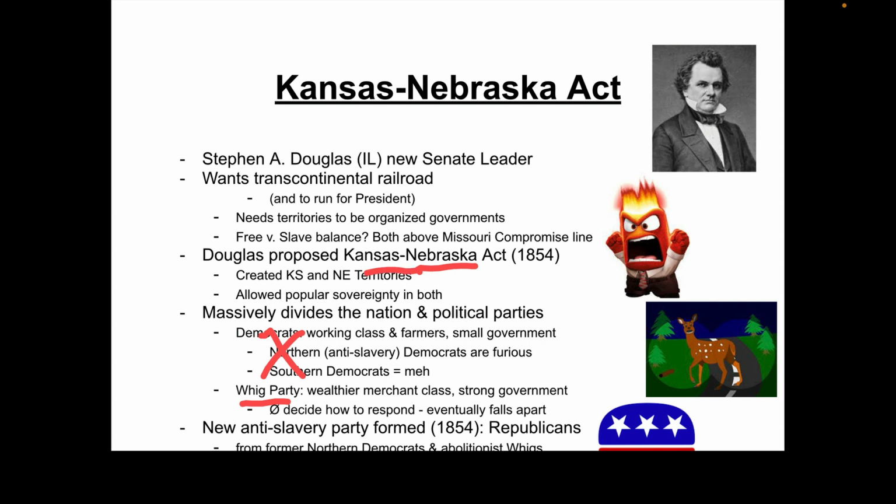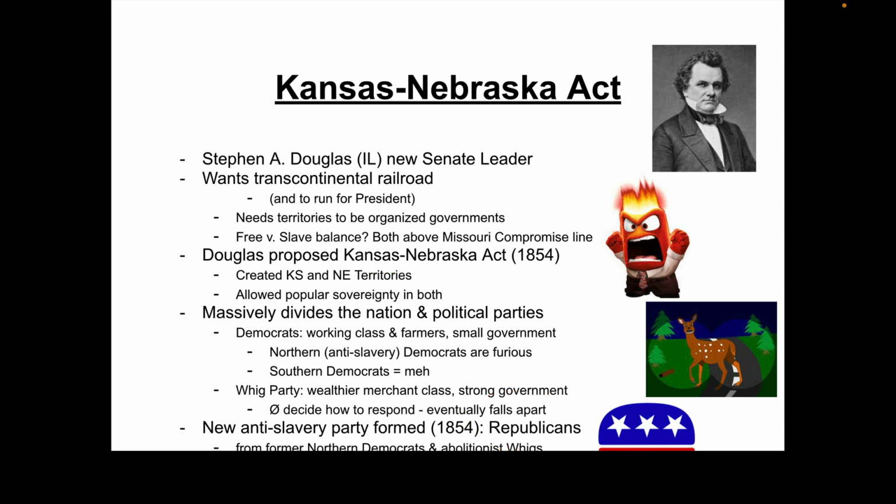And so in response to all of this, there is a new party that is formed for the first time in 1854 because of the Kansas-Nebraska Act. And that is a party that is known as the Republican Party. It traces its lineage. It is the beginning of the modern Republican Party that we still see today.